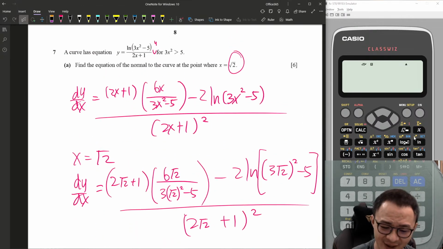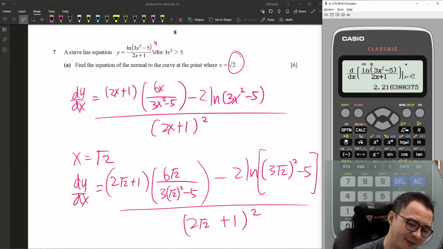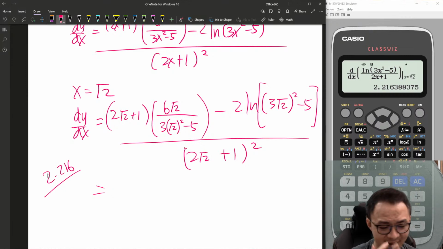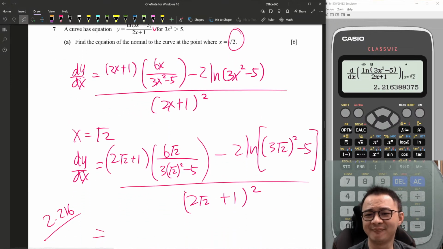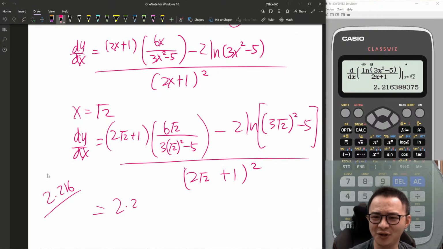If I'm lazy, I will use the calculator for it, to see what answer I get after differentiation. So I ask the calculator to differentiate for me. I can only do this when I have the x value. You can see I actually type my y into here, with square root 2. Okay, my final answer is 2.216. Later I simplify, I want to see if my answer is correct or wrong. But this marking scheme doesn't say what they want either, so I think I can just use this value, should be fine.